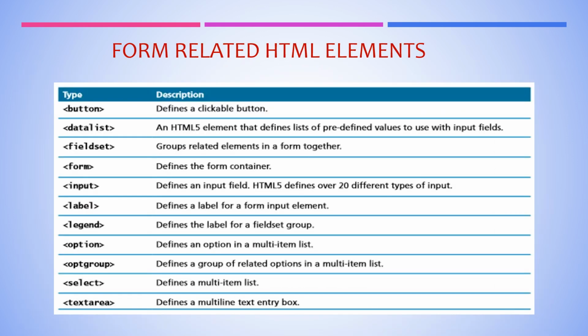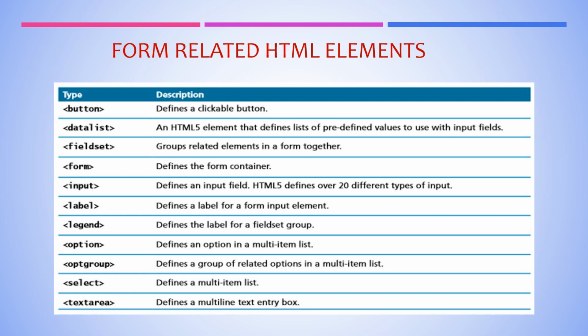Next, form-related HTML elements. Button defines a clickable button. Datalist, an HTML5 element, defines a list of predefined values used with an input field. Fieldset groups related elements in a form together. Form defines the form container. Input defines an input field. HTML5 defines over 20 different types of input. Label defines a label for a form input element. Legend defines the label for the fieldset group.